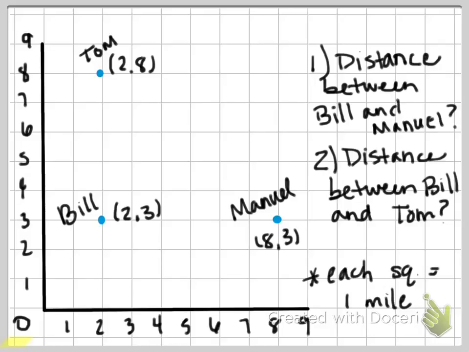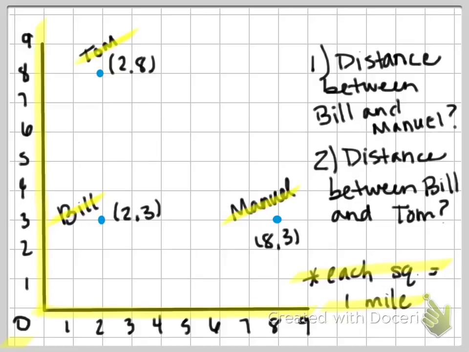My origin is 0. Of course, we know that this is my vertical axis, or my y-axis, and this is my horizontal axis, or my x-axis. I'm counting up by 1 still for each line, but you'll notice that I've told you that each square, or each line over, is 1 mile, because what I've put on my coordinate graph is the locations of 3 different friends' houses. So this is where Bill lives in relationship to Manuel and relationship to Tom. So kind of like I've made a map on my graph of their 3 homes.